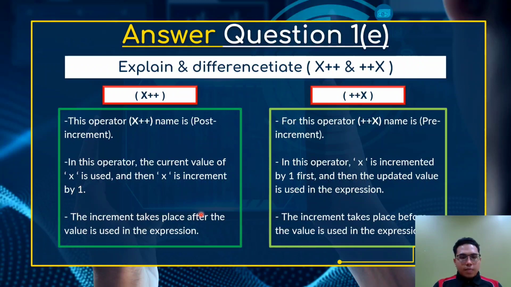The increment takes place after the value is used in the expression. For ++x, the name is pre-increment. It's not the same as x++, which we call post-increment. In the pre-increment operator, x is incremented by 1 first, and then the updated value is used in the expression. The increment takes place before the value is used in the expression.